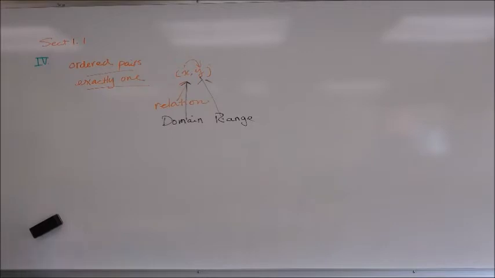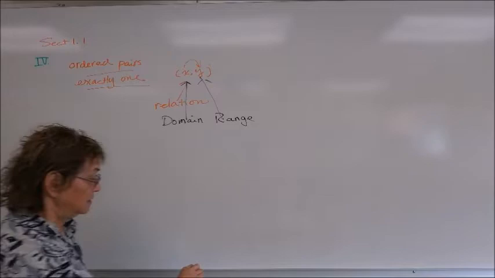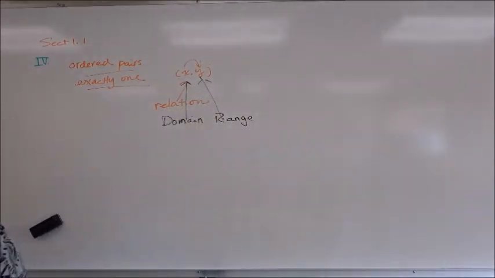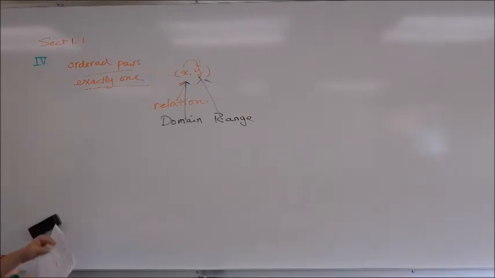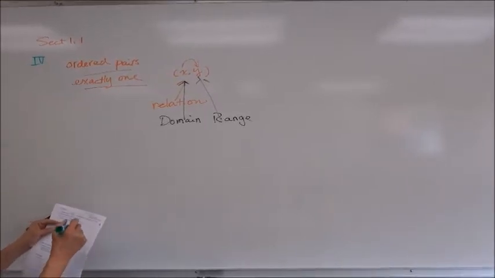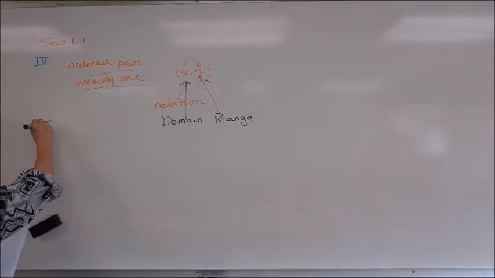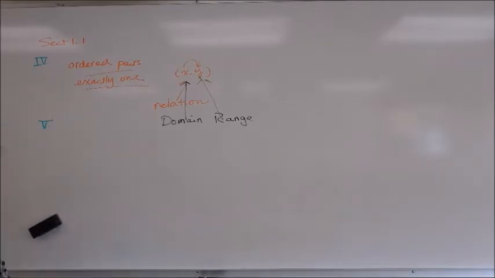So if I sell nuts, nuts are my domain, right? The range would be the price value, the price range. That's how, if I ask you what is a function, how will you answer? You will say, oh, it's a set of ordered pairs, right? For each x value, you only have one y value.